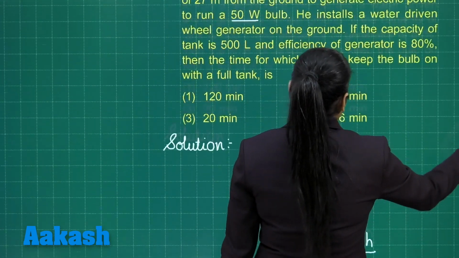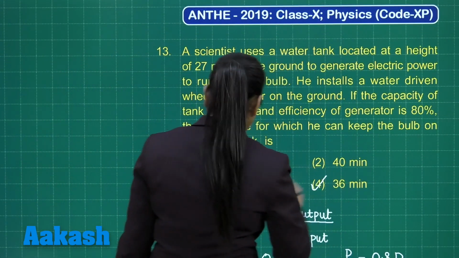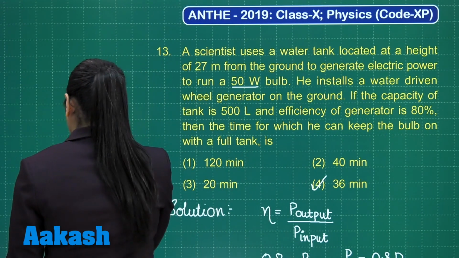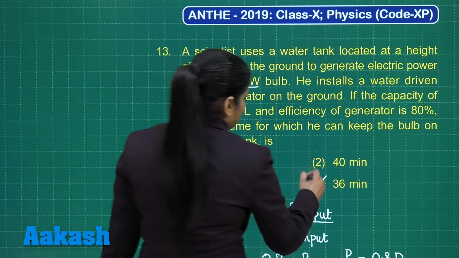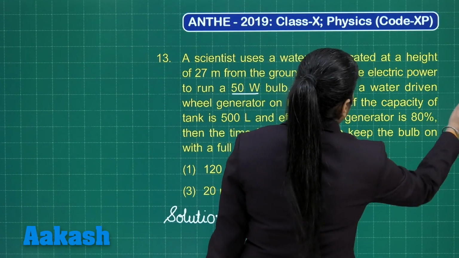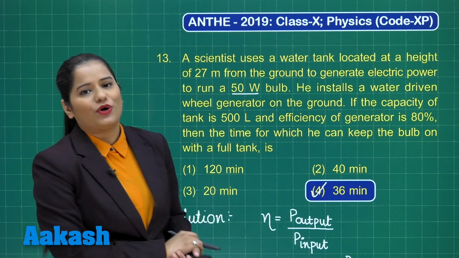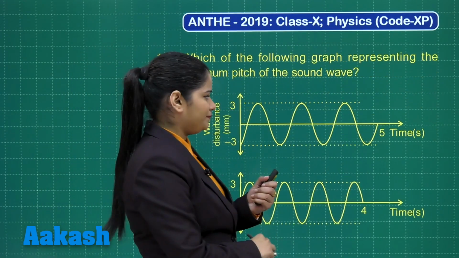Let's have a look at the options. So here you can see option 4 is the correct option. Let me just mark this as correct. Let's just put this into the box also. So this is the correct option for this question. I hope this question is very clear to you. Now let's move on to the discussion for the next question.